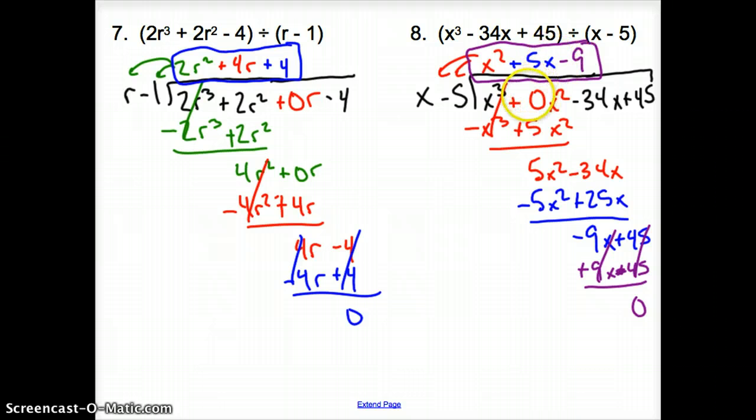Please make sure that we are following the steps. Follow the steps and you will be fine. And that does it for section 11.5, dividing polynomials.